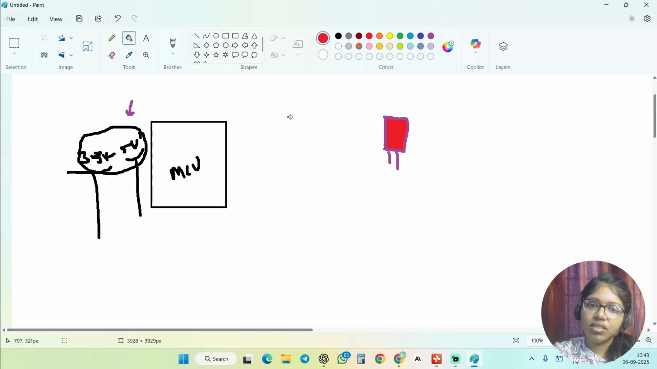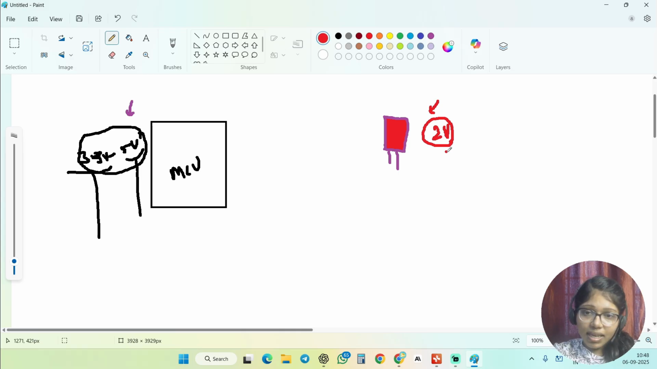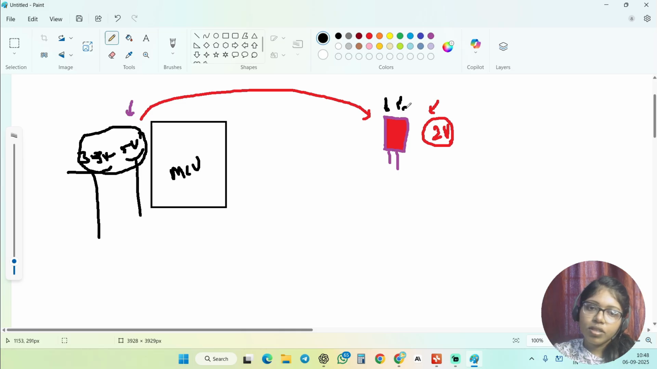If you look at this red color LED, what is its operating voltage? Every peripheral has some forward voltage, and it can only work at that forward voltage. For example, if the forward voltage is 2 volts and I give it 3.3 volt to 5 volt, what will happen? It will get damaged, it will burst out. So I can't do this.